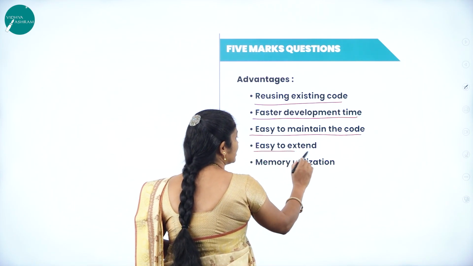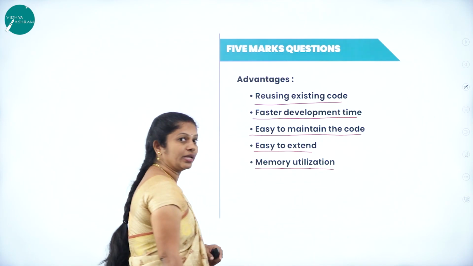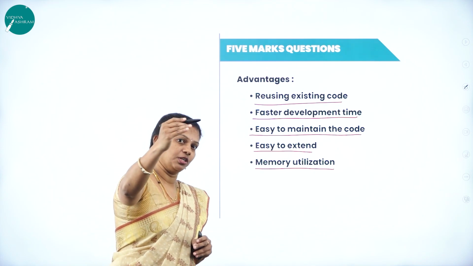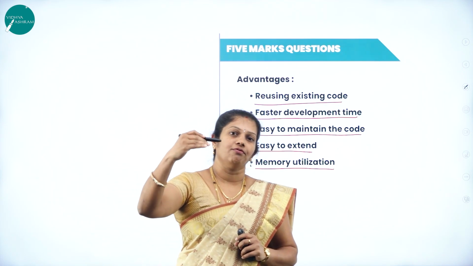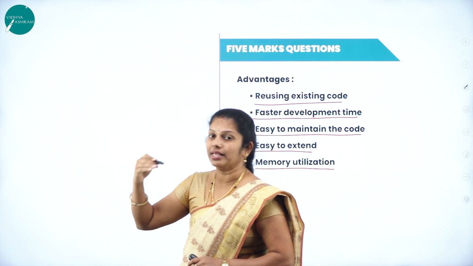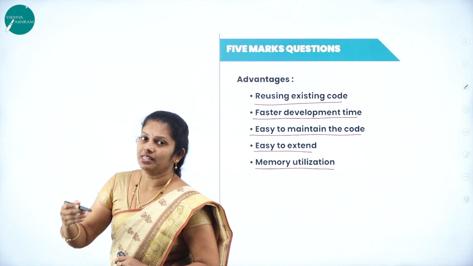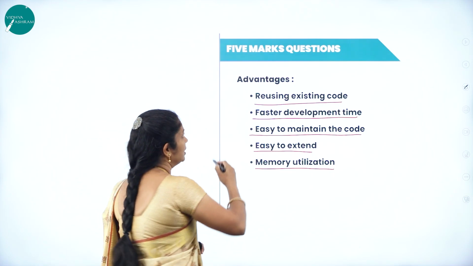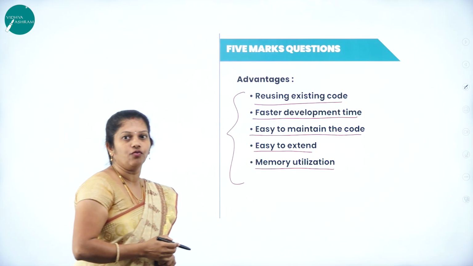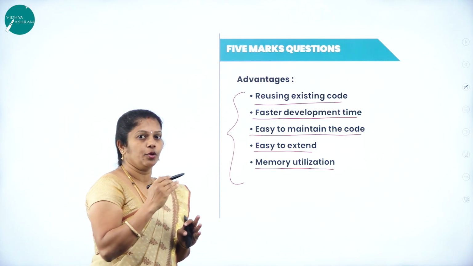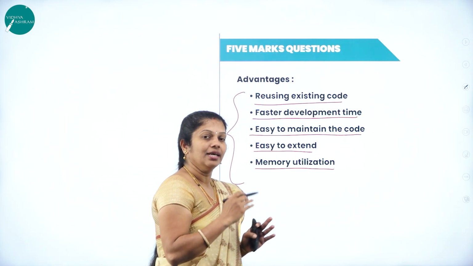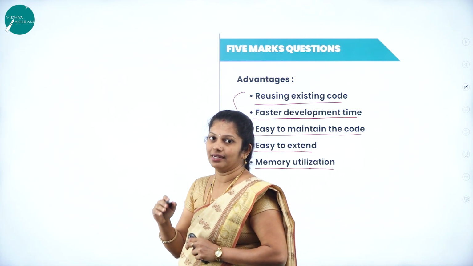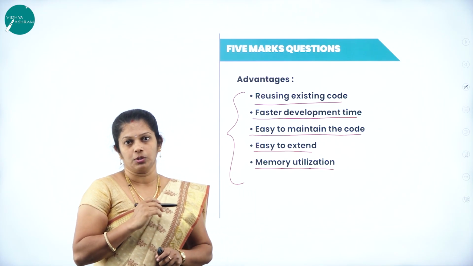Easy to extend. Memory utilization is very less here. Easy to extend means, for example, grandfather's properties are transferred to father, and from father to son. That means easy to extend, easy to maintain, time consumption is less, memory consumption is also less, code can be reused. These are the main advantages of inheritance. In the exam, you can expect this question: what is inheritance? Write the advantages of inheritance. Otherwise, you can expect: what is inheritance, explain with an example program.